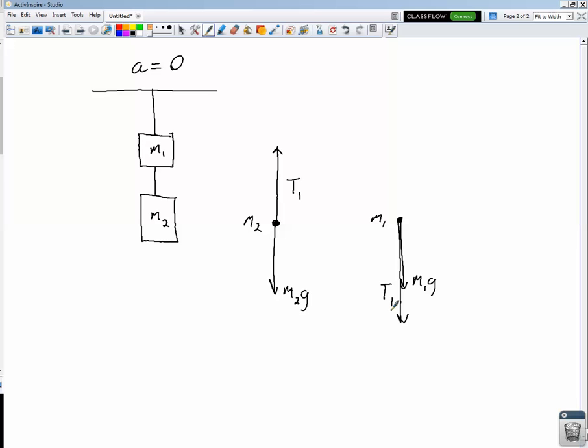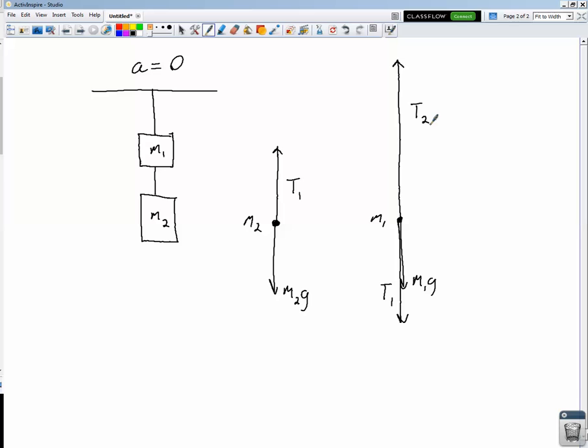So we have T1 pulling up on M2, and we have T1 pulling down on M1. Now the tension force in the upper string, well, I know that M1 is not accelerating, so I better draw that so that it about balances with the two downward forces. Again, I'm not going to break out a ruler, but T2 better be larger than T1, and T2 better be approximately equal to whatever T1 plus M1G is. And that would be the correct free body diagram for that situation.